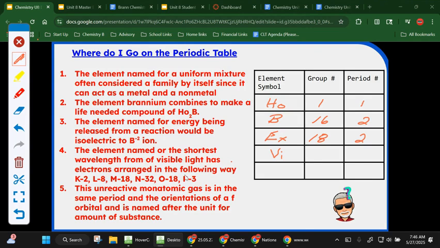Now, give me one of two ways you could find this, ladies and gentlemen. What could you do? Add them all up. 2 and 8 is 10, 28, 60, 78, 81. What element is 81 on the periodic table? Thallium. Thallium is in group 13, period 6.